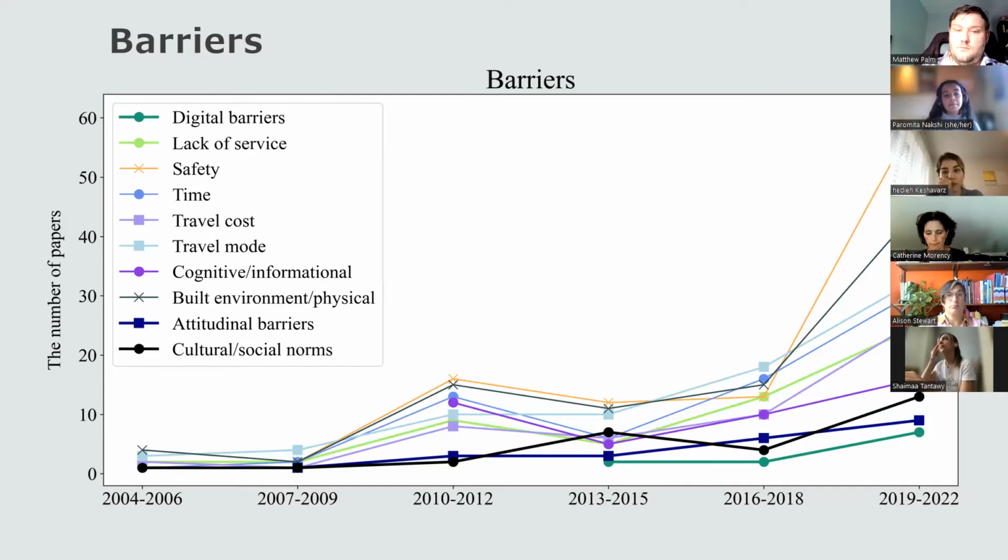And at the same time, built environment or physical environment, as well as barriers related to accessing different types of travel modes, are also some of the barriers that we found have come up quite a few times. But interestingly, cultural or social norms is one of the barriers that we didn't see coming up that much.